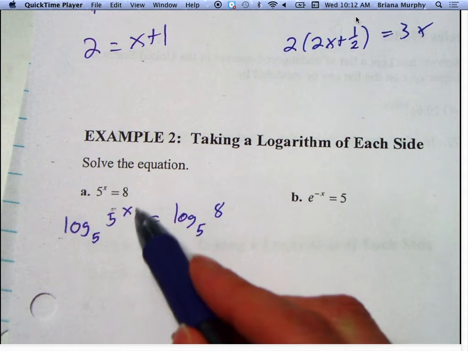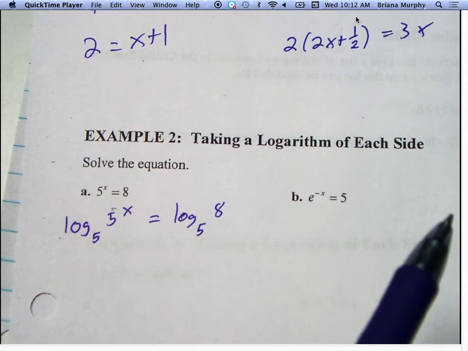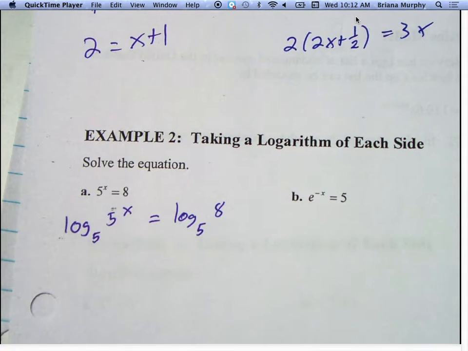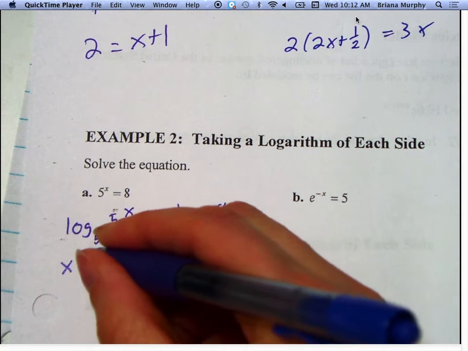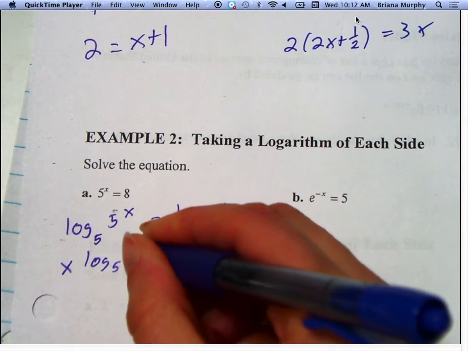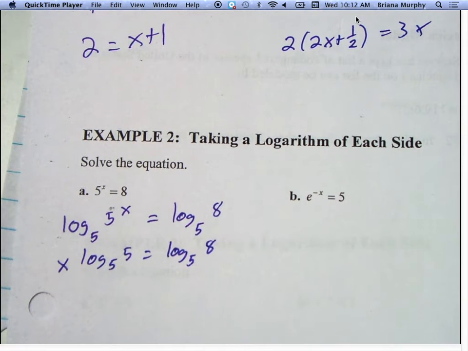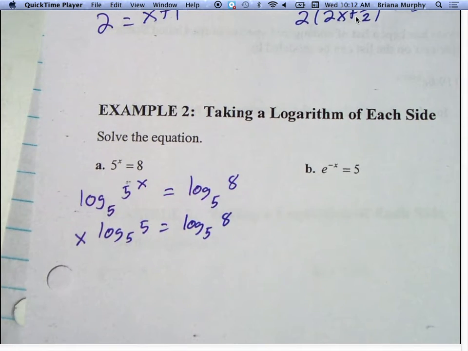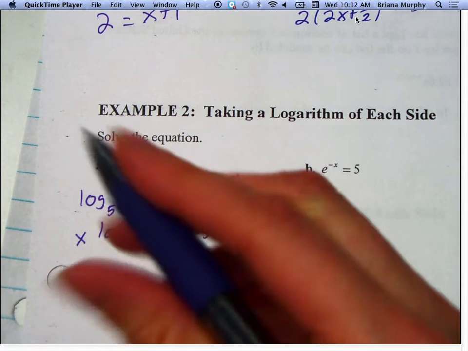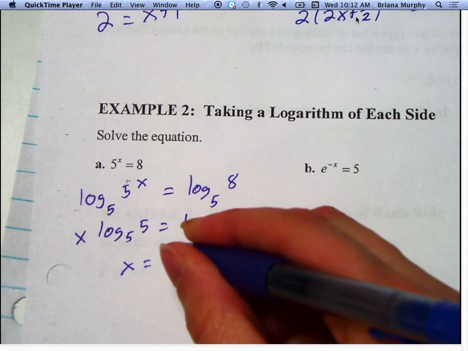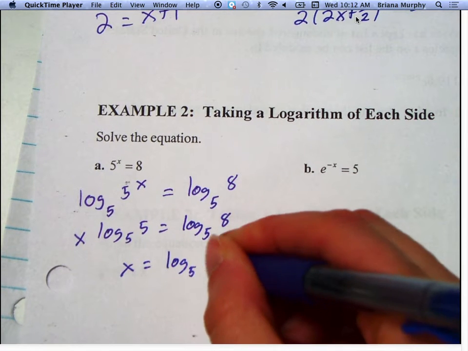We can get rid of this x by using, what is that rule again? We don't call them exponents all the time. We sometimes call them, starts with a P, power. So we're going to use the power rule. So we move x to the front. x log base 5 of 5 equals log base 5 of 8. Now, log base 5 of 5, what does that equal, guys? You guys remember? It equals 1. So we can just have x equals log base 5 of 8.